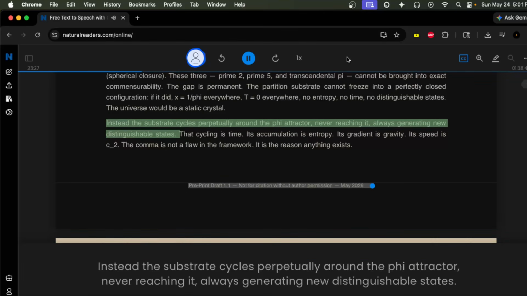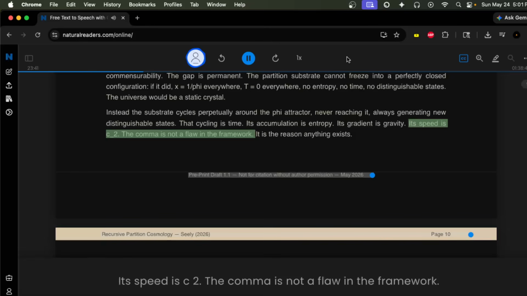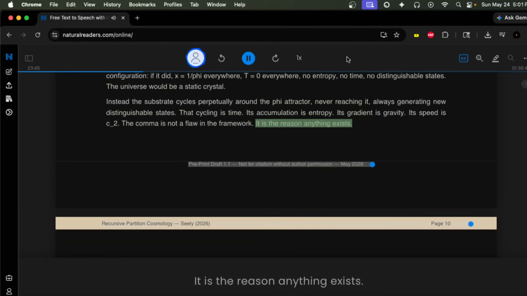Instead, the substrate cycles perpetually around the phi attractor, never reaching it, always generating new distinguishable states. That cycling is time. Its accumulation is entropy. Its gradient is gravity. Its speed is c². The comma is not a flaw in the framework. It is the reason anything exists.